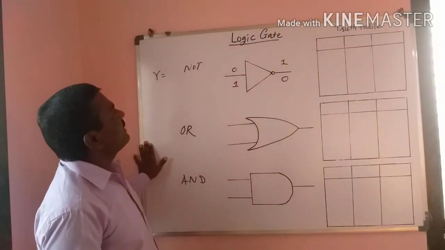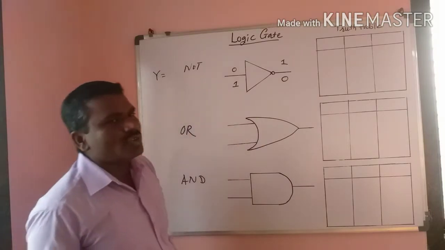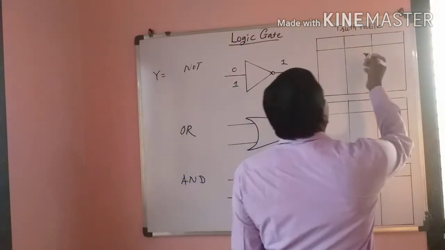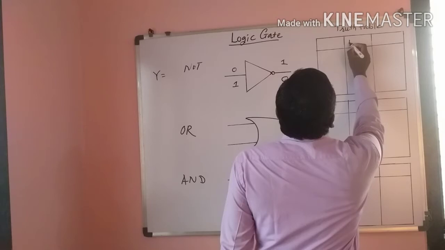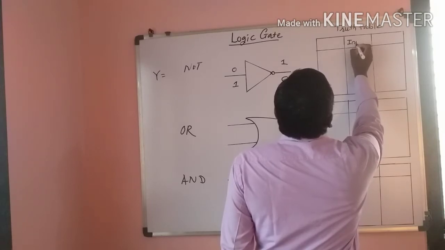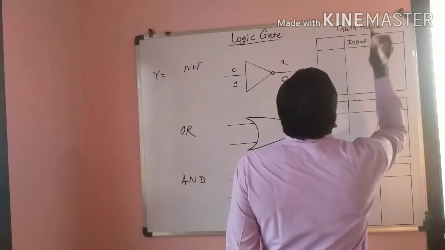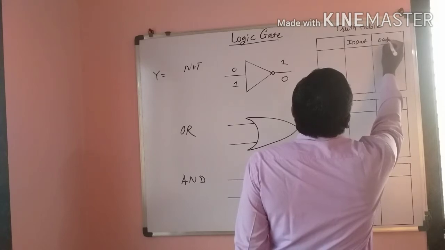When we write that NOT gate in terms of a truth table, at that time, suppose we consider this column as input, and in this column that is output.